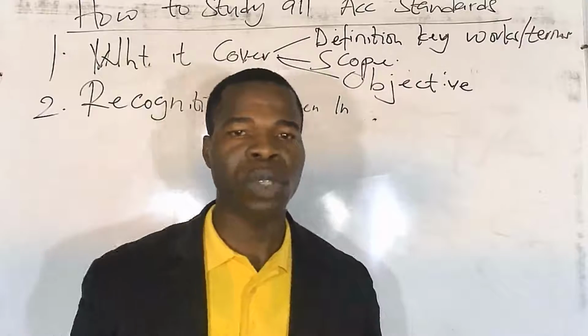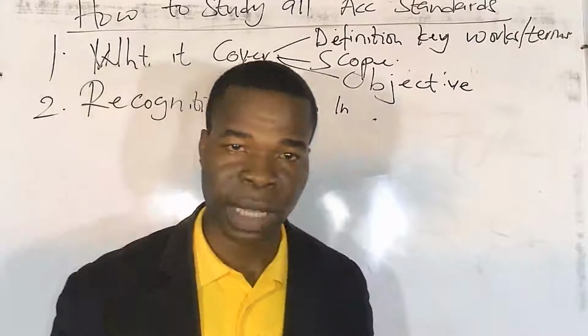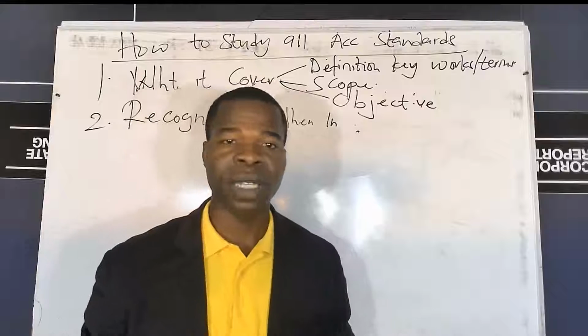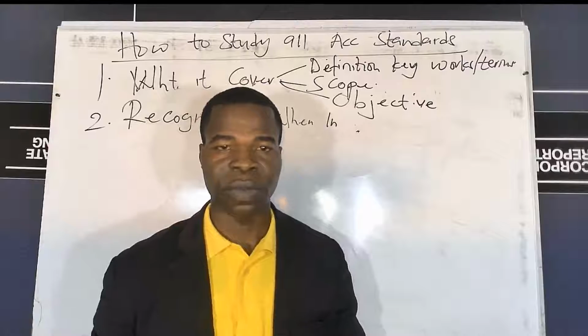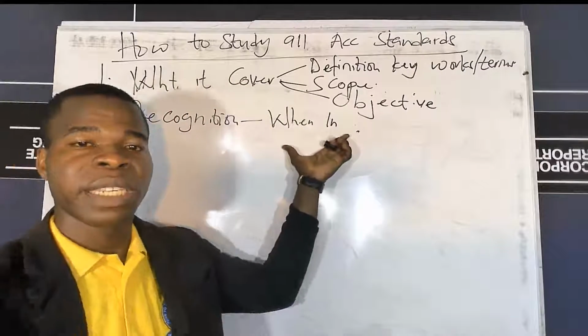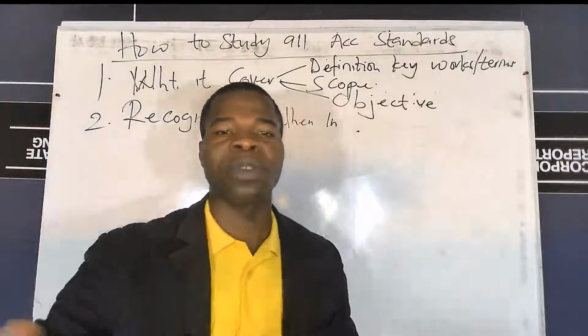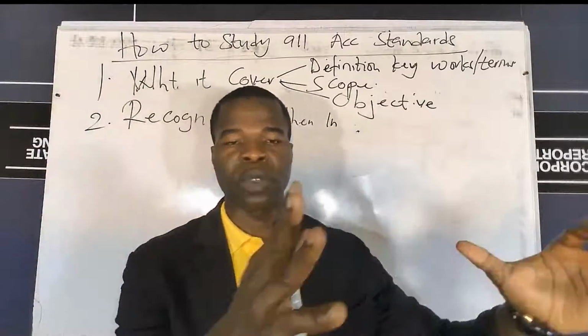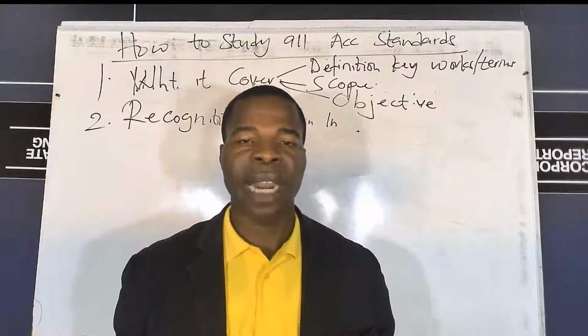In fact, for almost all the accounting standards, you have to know when you should recognize property, plant, and equipment, when you should recognize inventories, when you should recognize financial instruments. This is very, very important. So anytime you take a particular standard, you have to look out for the recognition criteria for recognizing that particular item to be an inventory, or not to be inventory.